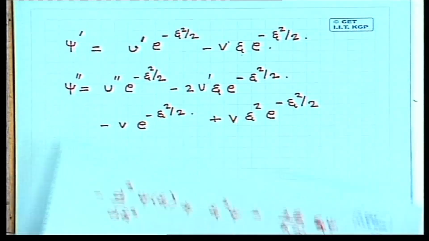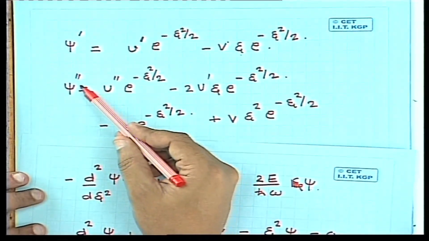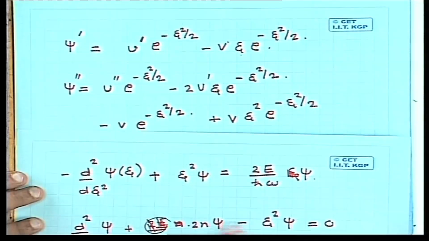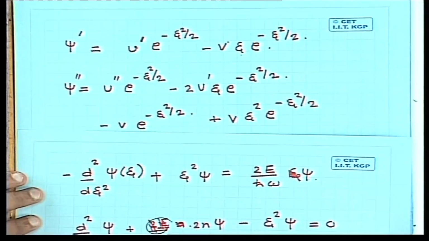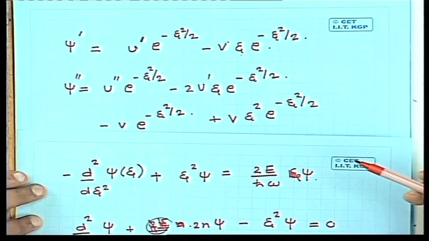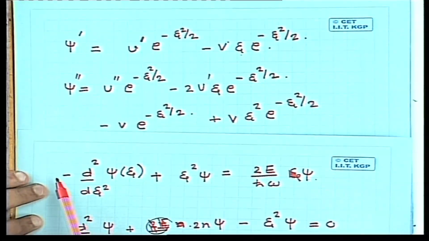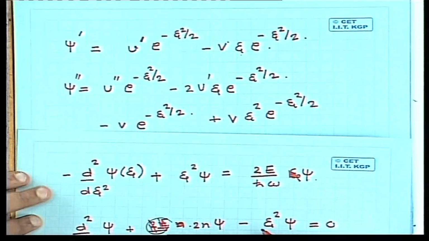Now if I use this in this equation, so I have to just replace the second derivative of psi in this equation, we find that this term is, let us see, have we made a mistake in sign? Let us see here. So I move this here and then, okay. So let us proceed now.